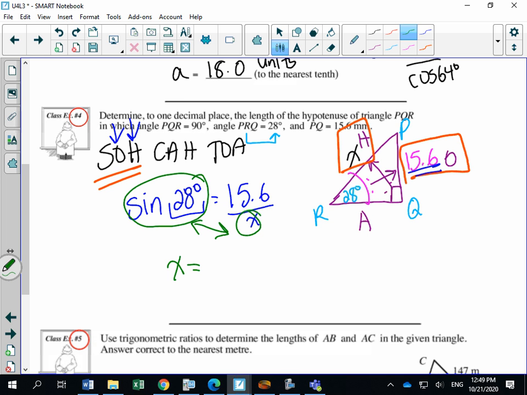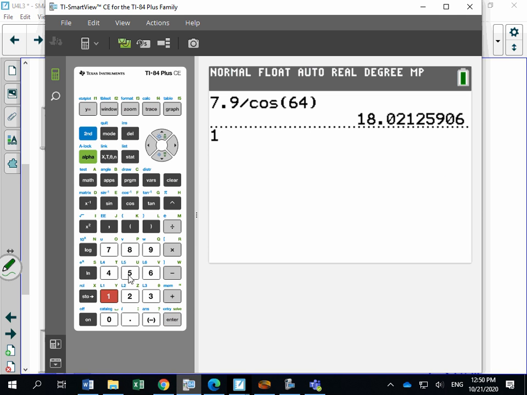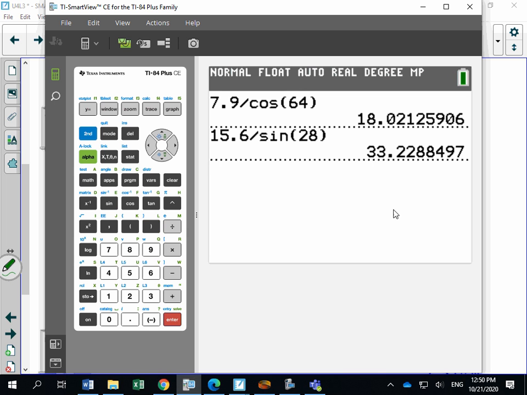X is equal to 15.6 over the sine of 28 degrees. X is equal to 15.6 divided by the sine of 28 degrees. I wanted it to the nearest tenth, so my answer would be 33.2, and it was millimeters.